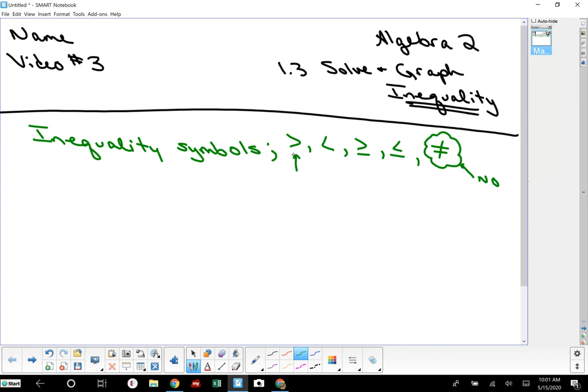Okay, and just so if you're not sure which ones these are: greater than, less than, greater than or equal to. Right? Greater than or equal to, not and. They mean two different things. And this last one is less than or equal to.